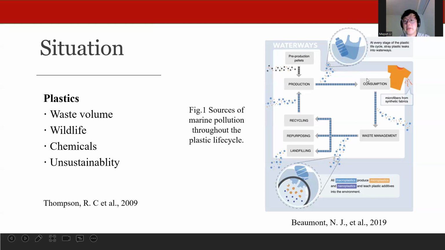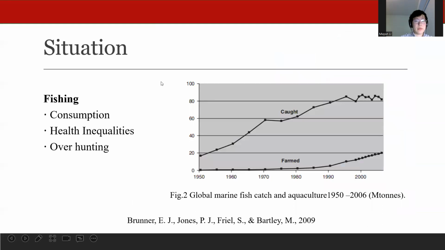Also, there is an image here that shows how plastic particles get into our water system. We can see that during the process of production, consumption, and recycling, tiny and large particles of plastic can go into the water from sewage and rivers and finally accumulate in the ocean.